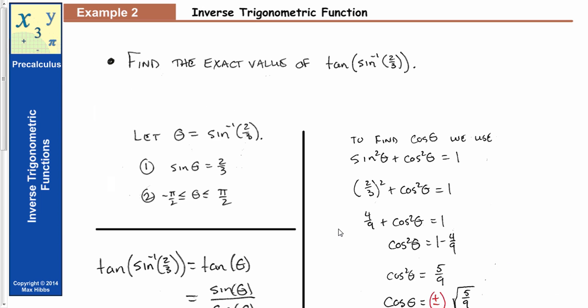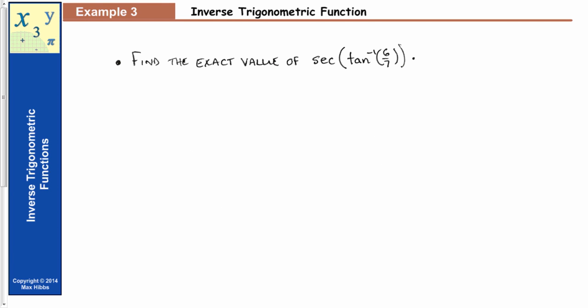Well, let's move to problem 3 now. Okay, here's what we've got in problem 3. Find the exact value of the secant of the inverse tangent of 6/7. And so we're already used to the idea of what we're going to do here, I think.